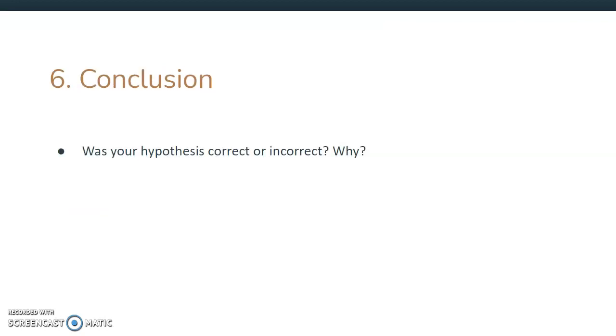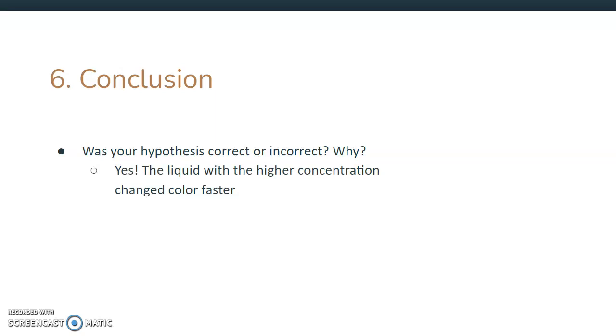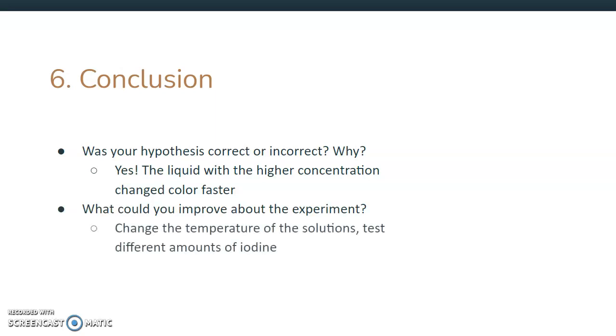In our conclusion, we want to answer a few questions. The first one is, was our hypothesis correct or not, and why? Yes, our hypothesis was correct because the liquid with the higher concentration changed colors faster. And then what could we improve about the experiment? Some other things we could have tested is we could change the temperature of the solutions or test different amounts of iodine. So rather than just concentration 1 and concentration 2, maybe we had 5 different concentrations. Maybe some temperatures were hotter than others to see how that worked as well.